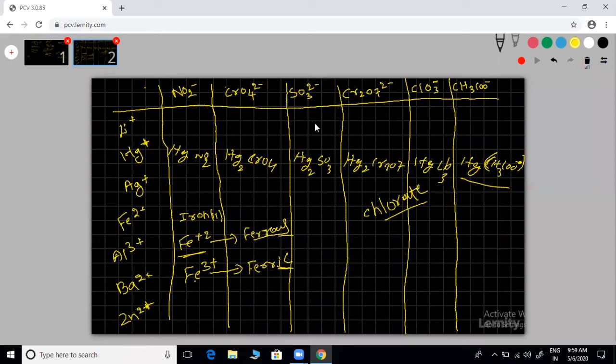Any doubt, let me know. I will write that formula. This is just for practice purpose, because you already know all these things. Any name? Hg +1 you can use mercurous, ous ending. You can use names like mercurous sulfate, mercuric nitrate, mercuric chromate, mercurous nitrate. Hg +1 means mercurous.